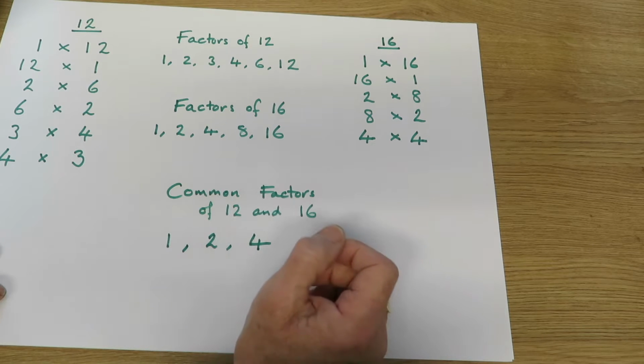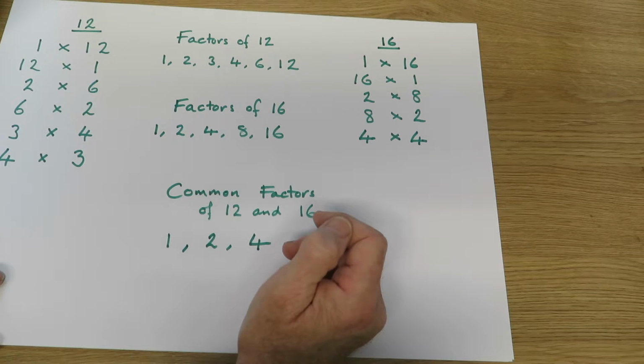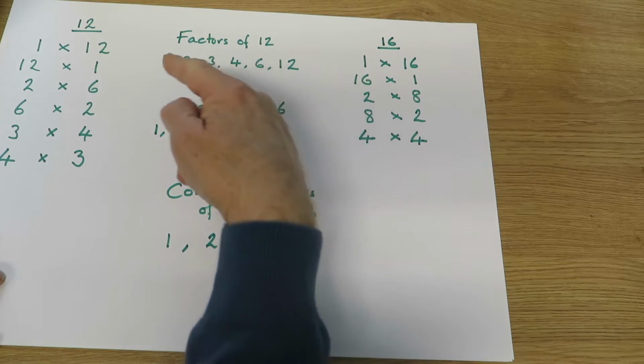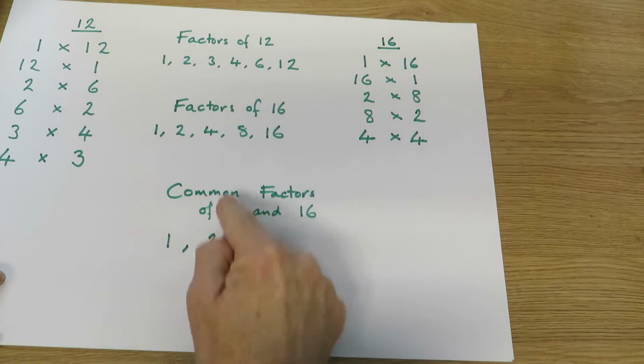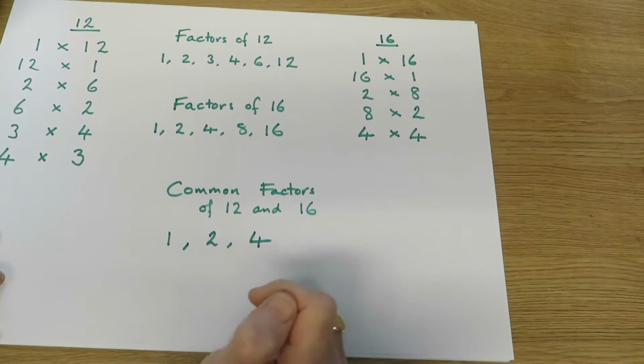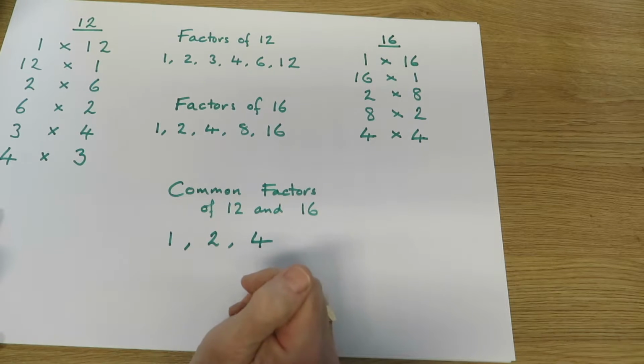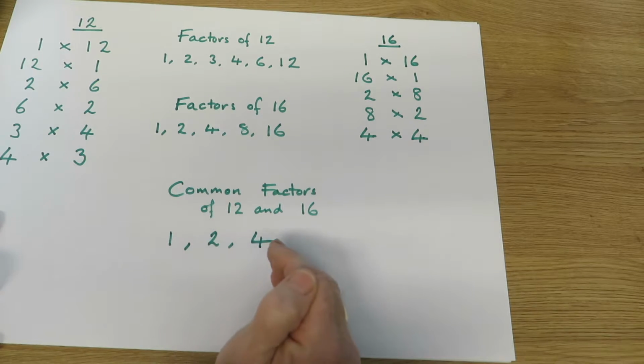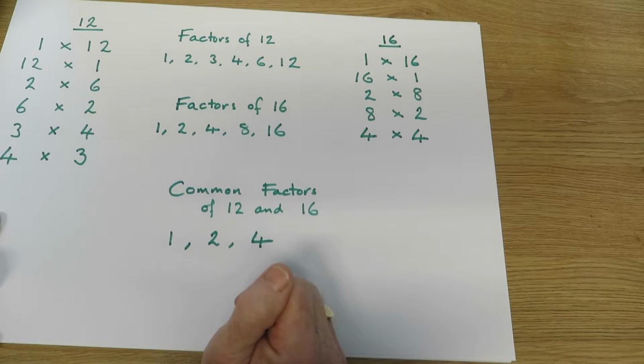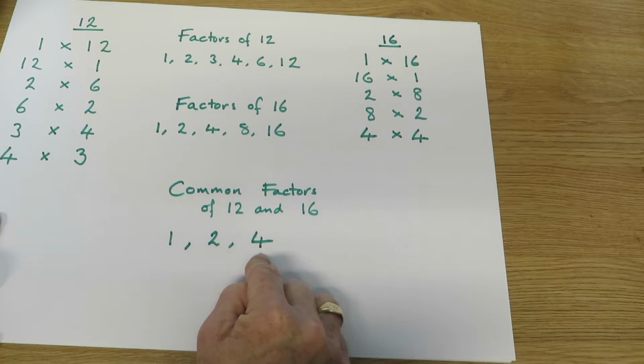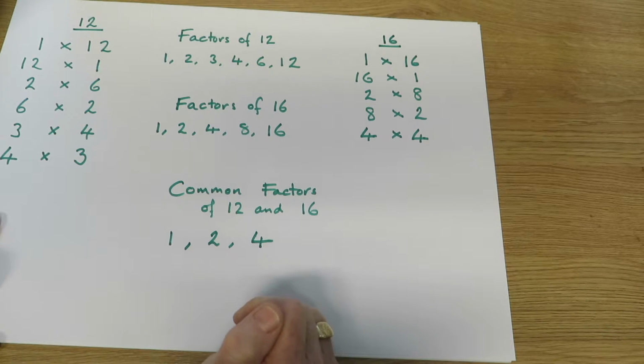What are the common factors of 12 and 16? In other words, what's in both lists? Well, 1 is in both lists, 2 is in both lists, and 4 is in both lists. So the common factors of 12 and 16 are 1, 2, and 4, and the highest common factor is 4. It's the highest number that is a factor of both 12 and 16.